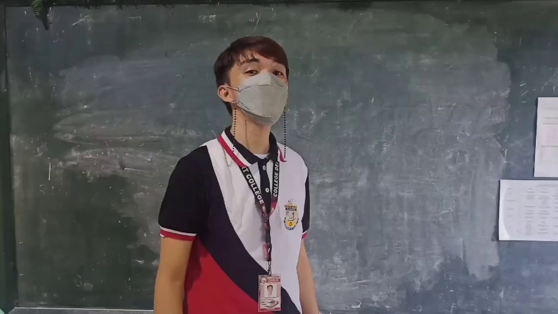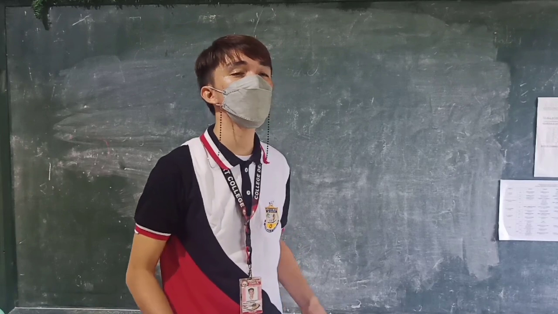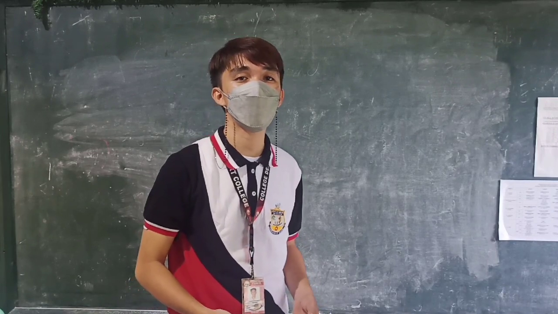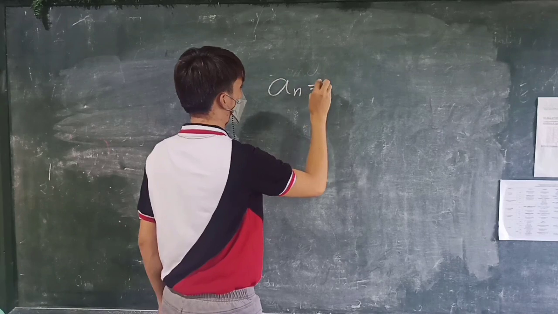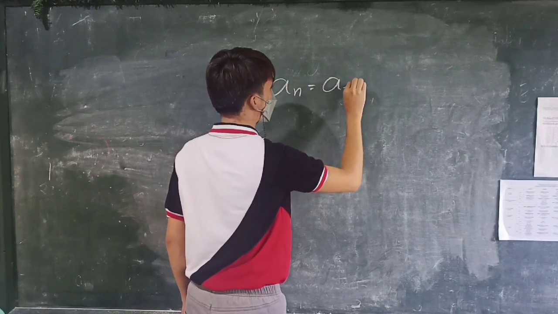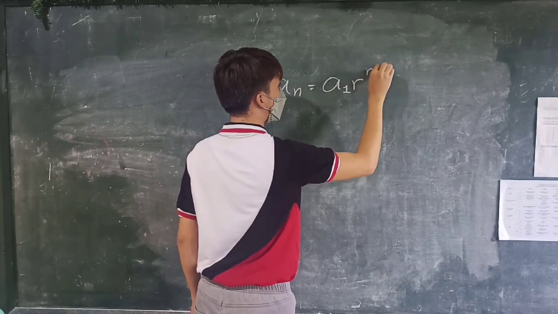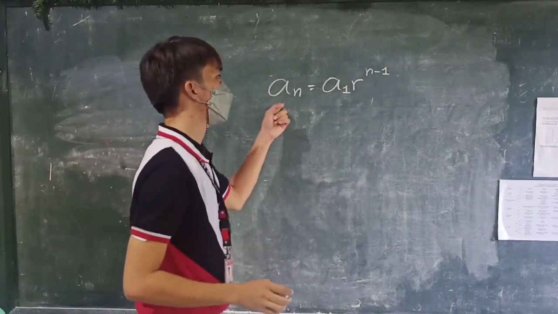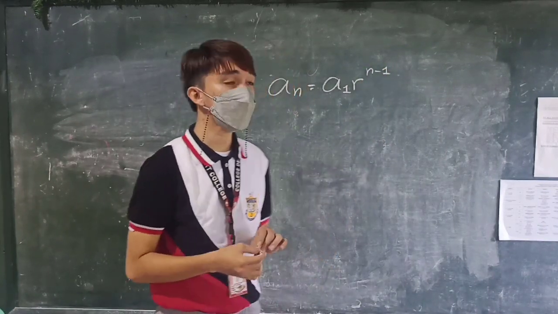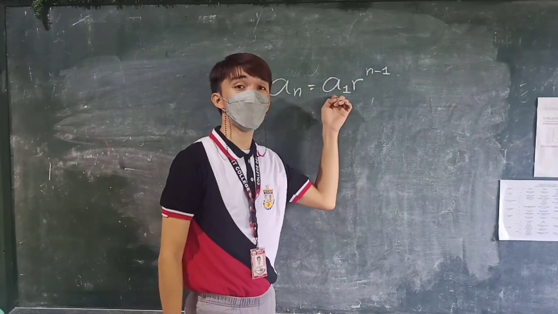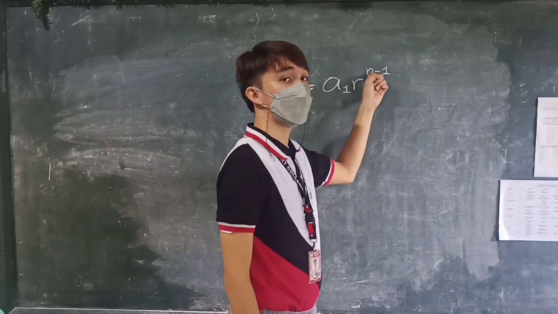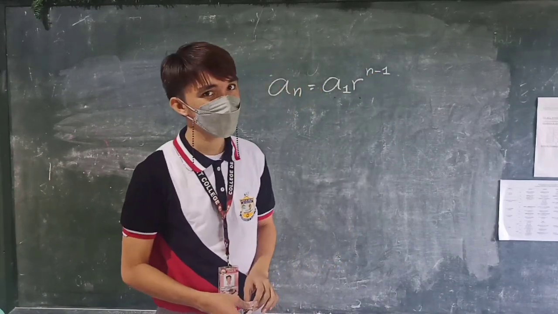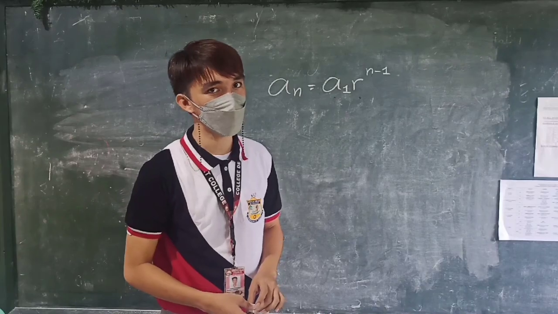Understood, class? This time, I am going to teach you how to look for the nth term of a geometric sequence. So we are going to use this formula. The formula is a sub n equals a sub 1 times r raised to the power of n minus 1. So a sub n refers to the term that we are looking for. A sub 1 is of course the first term, and the r is the common ratio. And n is the number of terms. Get it?